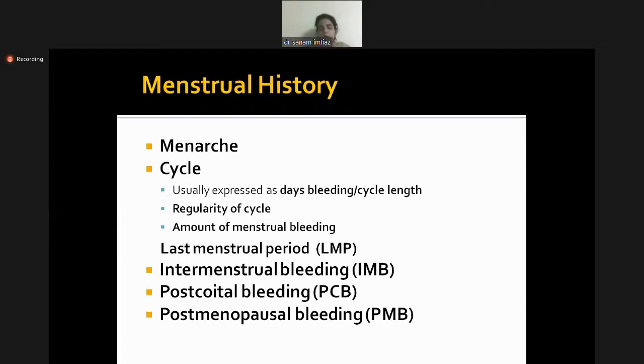Postmenopausal bleeding. Menopause is once a woman becomes bleeding free, or amenorrheic, for a period of at least 1 year. So if a woman has attained menopause and then she bleeds, that's called postmenopausal bleeding, and you need to check on that. So that's again a medical complication. Then menstrual pain, which is generally called dysmenorrhea.